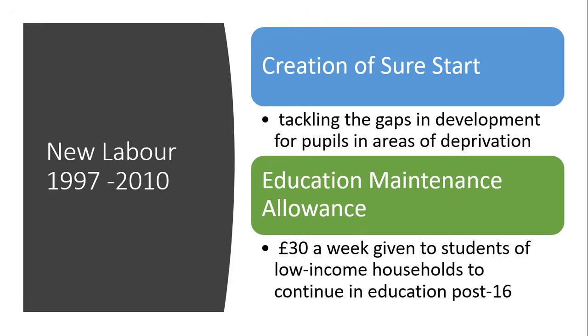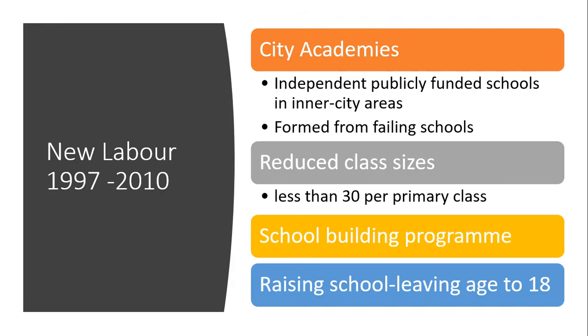A second policy was the introduction of Education Maintenance Allowance, or EMA, a means-tested allowance for children of low-income families to enable them to stay in education after the age of 16. This was introduced to counteract students who sought the immediate gratification of work or welfare benefits, to demonstrate that education pays. New Labour also introduced city academies, the merger of failing schools in inner city areas that attracted additional funding in setting up, having new buildings, additional resources, and will run independently of the local education authority.